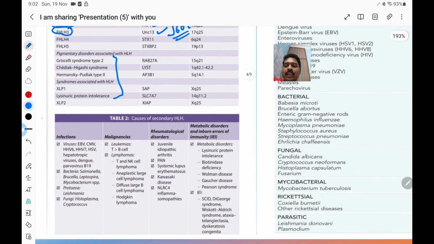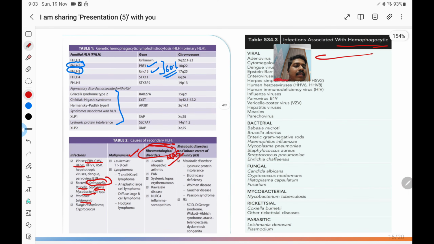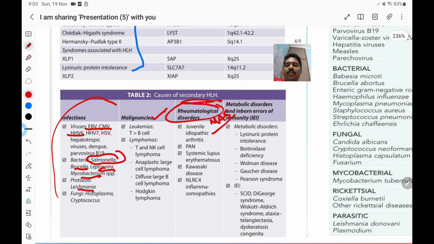Other causes of secondary HLH which we found in our patient, if you see this table, there is salmonella here. So salmonella is a cause of secondary HLH. Viruses like EBV, CMV, herpes virus, Brucella, Mycobacterium, Leptospira can also cause it. Protozoa like leishmania, malignancies like leukemias and lymphomas, and rheumatological disorders cause MAS, that is macrophage activation syndrome. This is a table given in Nelson. All these causes are given, but I think you don't have to remember all this because it's a very long list, and it is practically not applicable. You just have to remember these main causes.